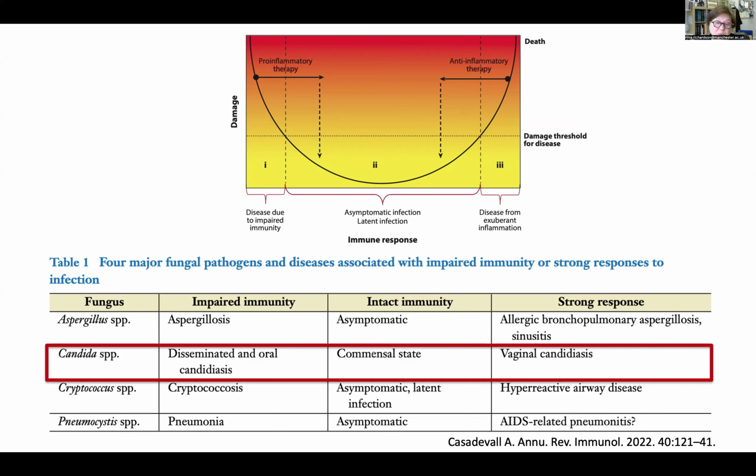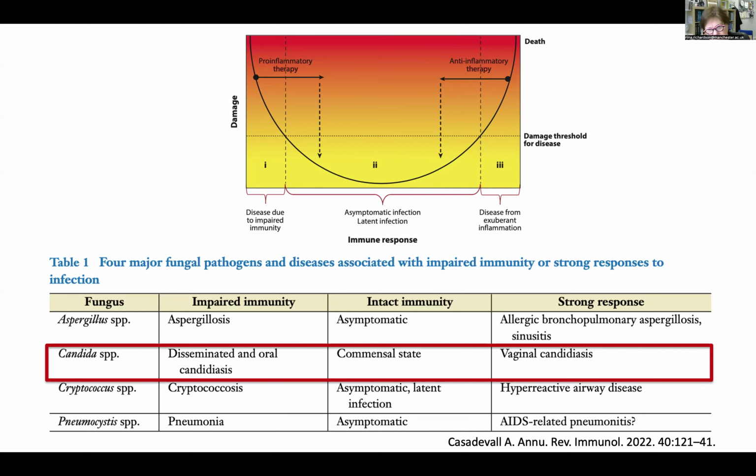So the table below the curve is from the same paper, and let's just focus on the Candida line here. As said already, in the setting of intact immunity, most presence of Candida leads to commensal state colonization. The further left you go, the impaired immunity side, you see disseminated candidiasis, obviously, but that's where you also see oral candidiasis. You need to have some risk factors for oral candidiasis. It does not happen in a completely well, normal setting.